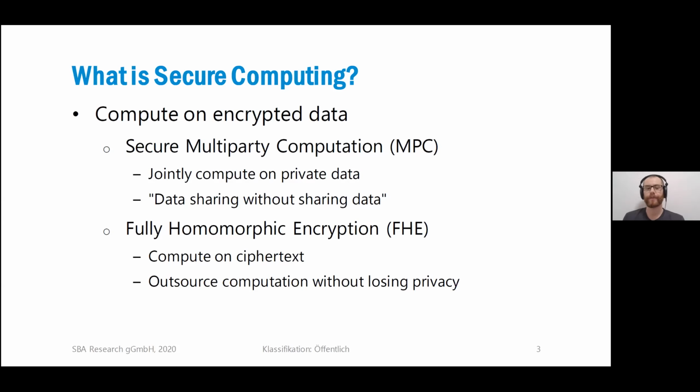And the second thing, which is also under the umbrella term secure computing, is fully homomorphic encryption. That's basically a way to outsource computation without losing privacy, and it works by computing on ciphertext. I will mostly talk about secure multi-party computation because that's the research area I'm working in, and also because I think, in terms of technology adoption and maturity, it's further along the line.